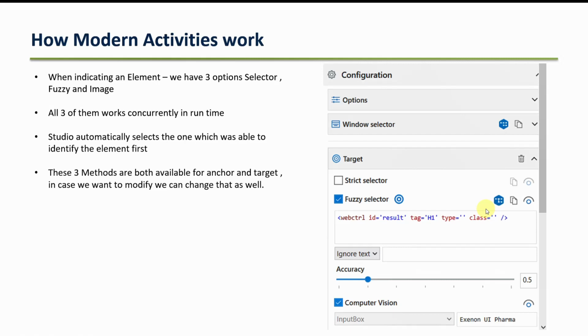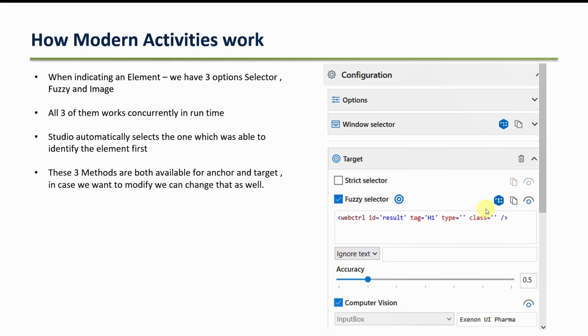Okay, moving forward. How does the modern activity actually work? Whenever I say indicate on the screen, you might have seen that there are a lot of things which are automatically generated after I click on some elements, which means that the modern activities automatically generate the selector, the fuzzy selector, and the image, and all of them work concurrently at a time, which means that all of them are working simultaneously, and whichever method is able to get the element first is written. All three methods are available both for anchors and the target. In case we want to modify, we can change as well.